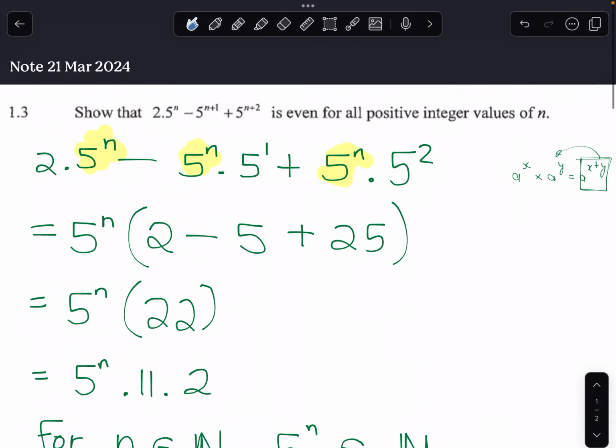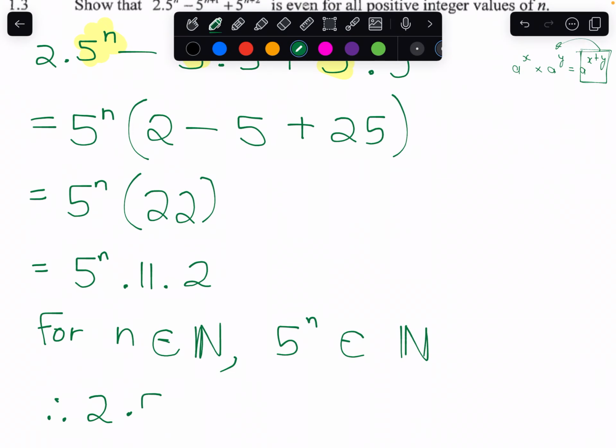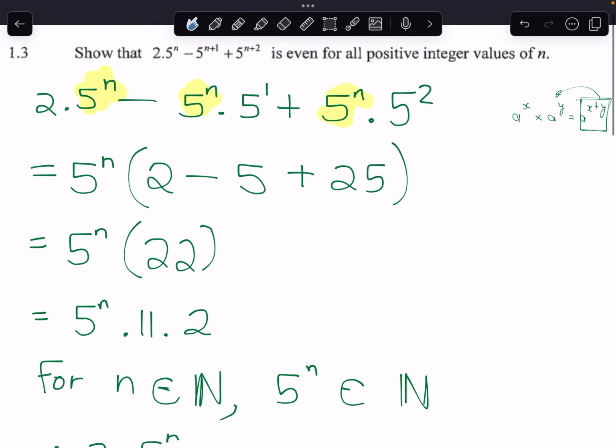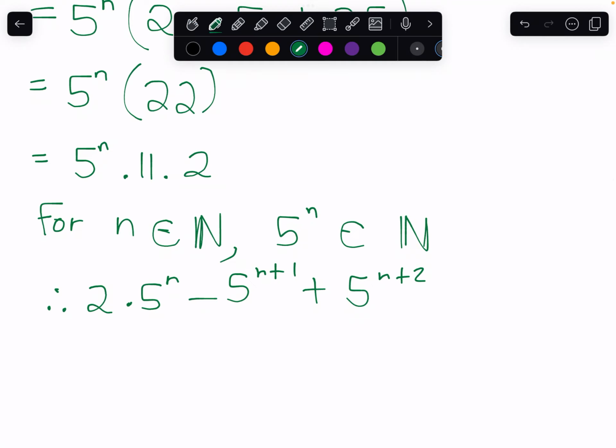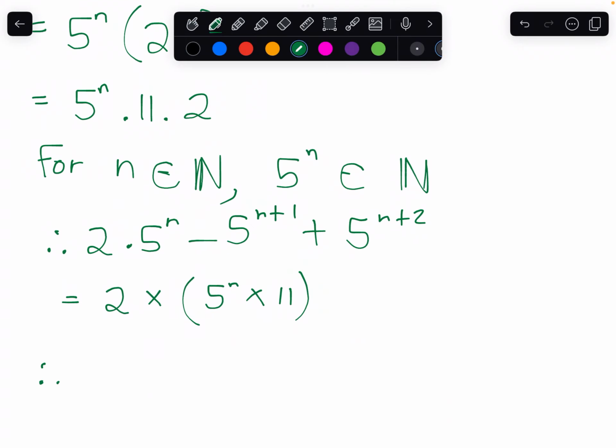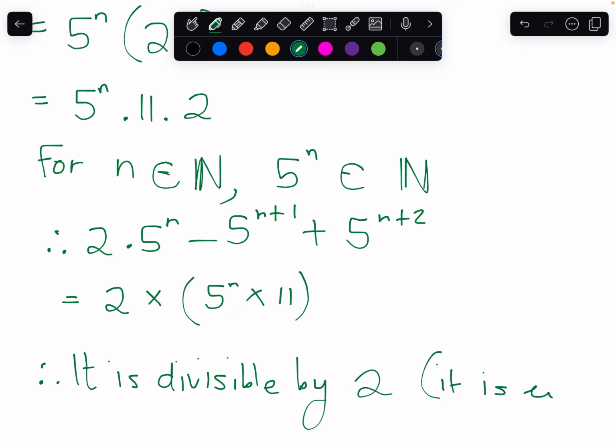So therefore, what did we start with? 2 times 5 to the n minus 5 to the n plus 1 plus 5 to the n plus 2 is the same as 2 times 5 to the n times 11. And therefore it is divisible by 2. Divisible by 2 is just another way of saying it is even.